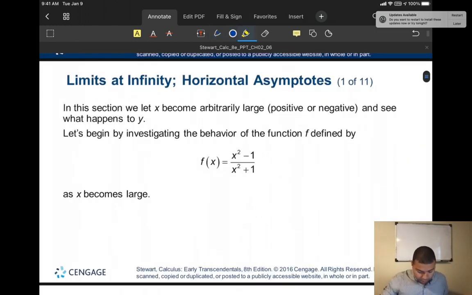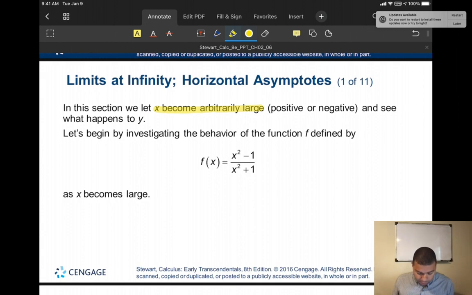So this is the first thing that I mentioned, right? X is going to become arbitrarily large, either very positive, a million, a billion, a trillion, or very negative, minus a million, minus a billion, minus a trillion, and so on, as large as you can think of. And even larger if you can think of something larger than what you thought previously.